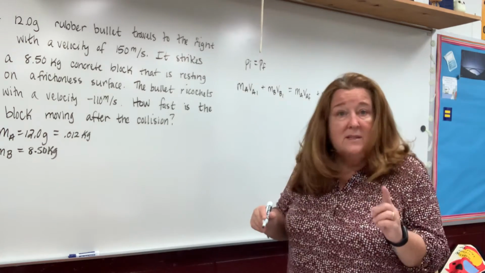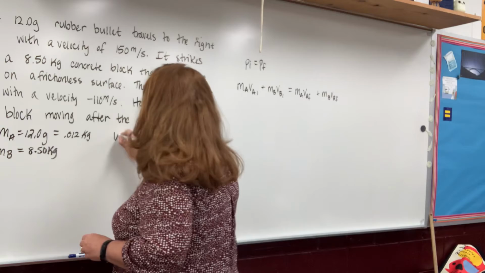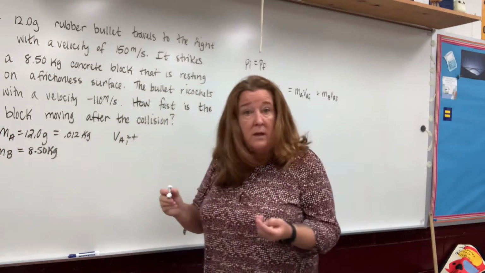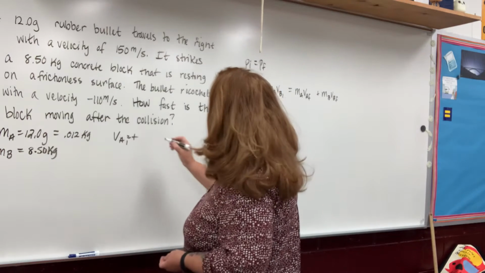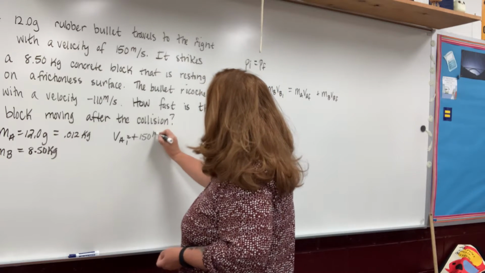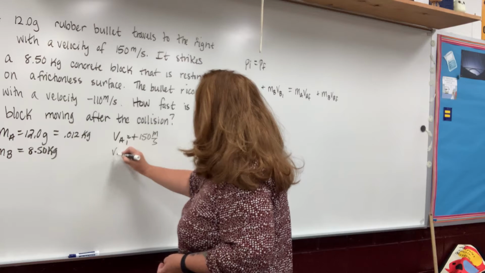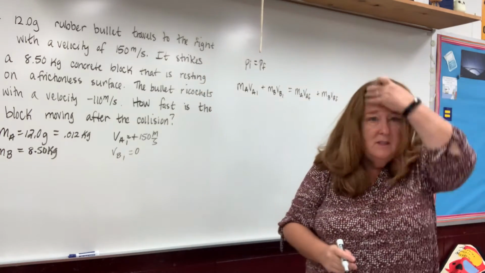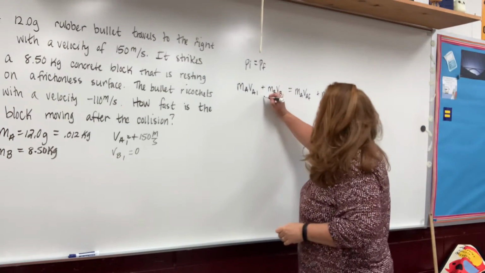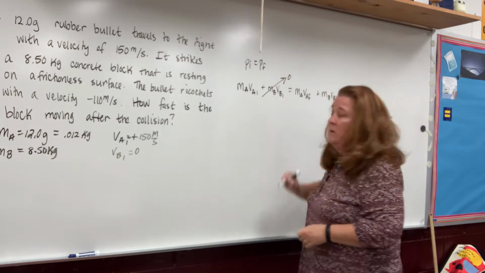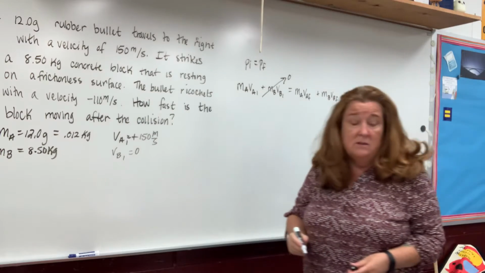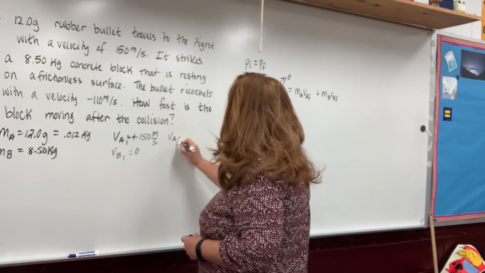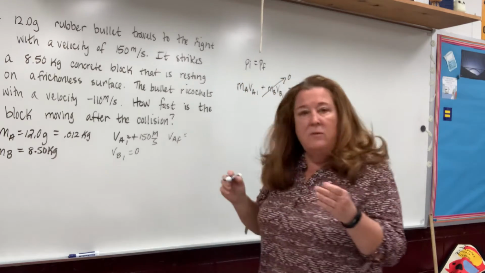The rubber bullet does have an initial velocity. The initial velocity of the rubber bullet is positive because it's to the right. That goes back to everything that we've done, and it's 150 meters per second. The initial velocity of the concrete block is 0. Well, if the velocity is 0, that means the momentum is 0. So this entire factor of our equation is going to cancel out. So that's nice.